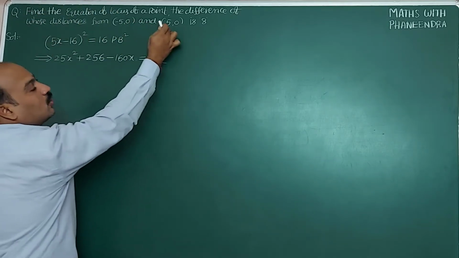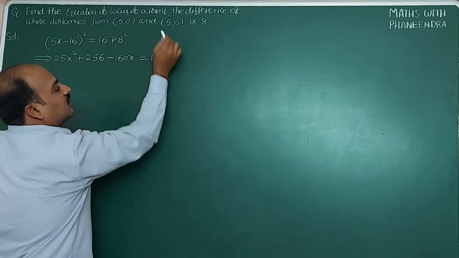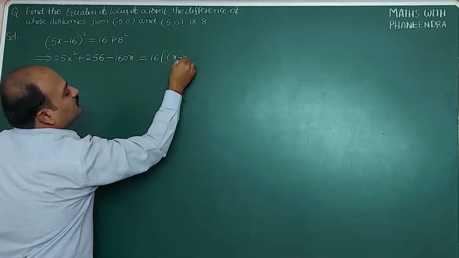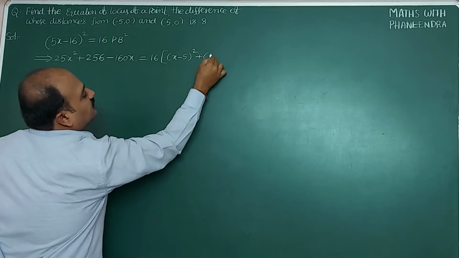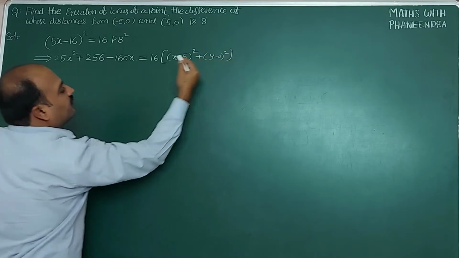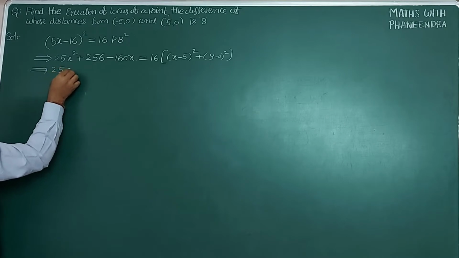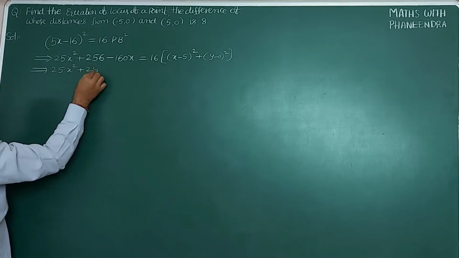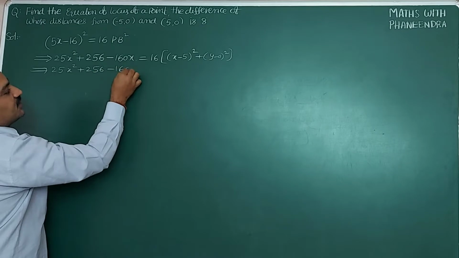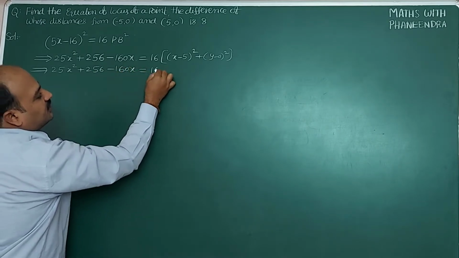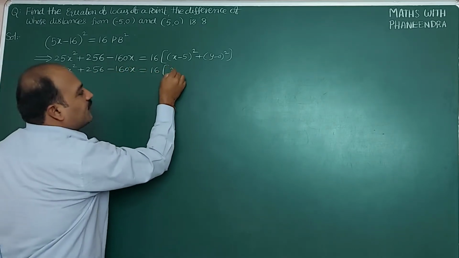(x, y) is the locus point and B is (5, 0). So (x minus 5) whole square plus (y minus 0) whole square. I already wrote this in the previous steps: 25x square plus 256 minus 160x equals 16 into the (a minus b) whole square expansion.